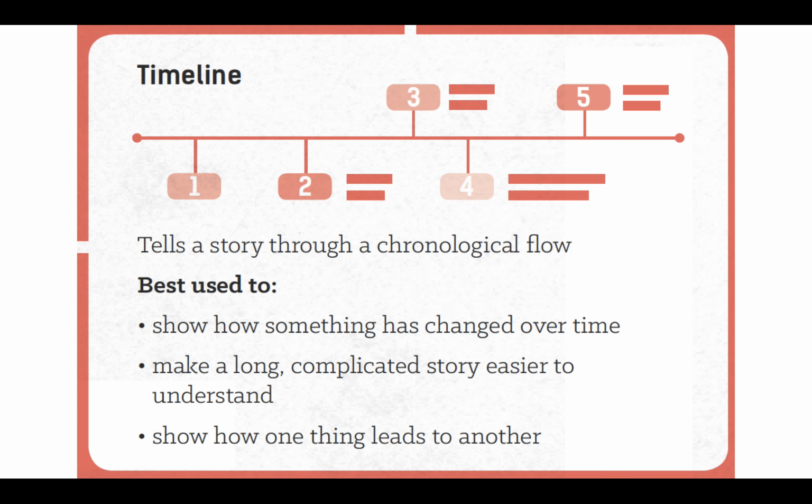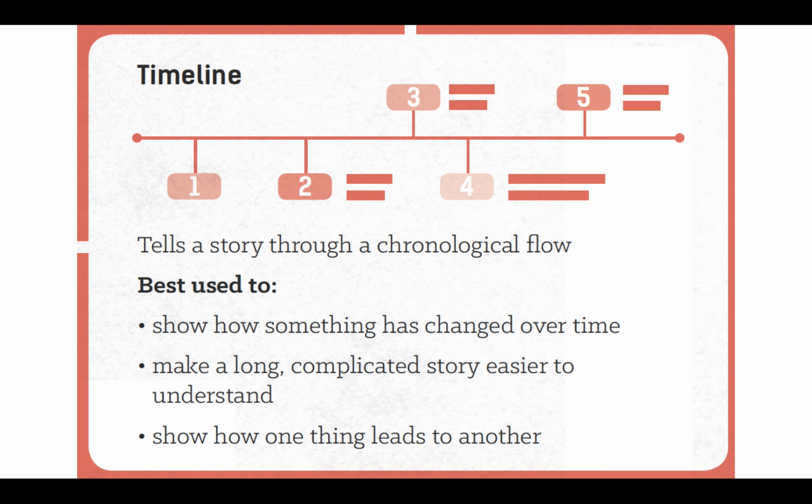Timeline. Timeline tells a story through a chronological flow. Here, we in English read top to bottom, left to right. Here you start on the far left where that dot is on that timeline and go left to right. You'd see a point 1, then you go to point 2. On the bottom, you go up to point 3, go down to point 4, go up to point 5.